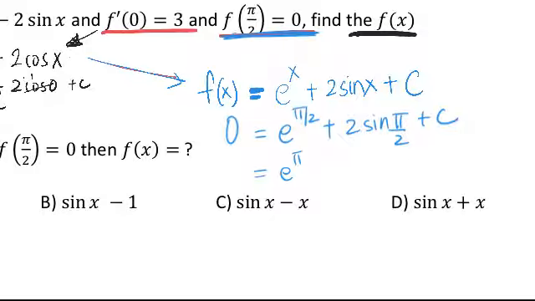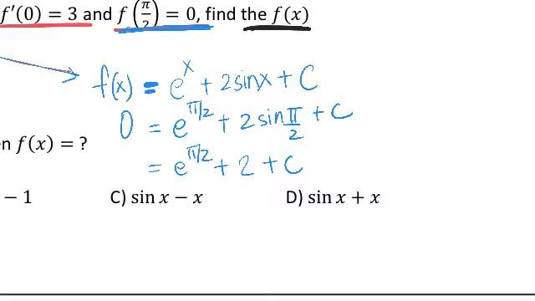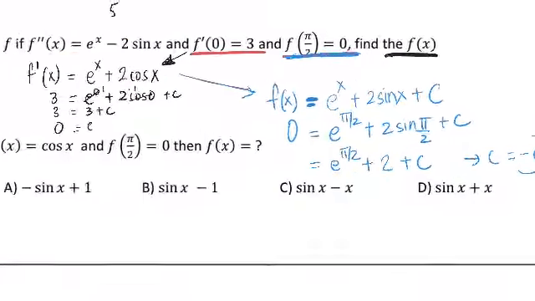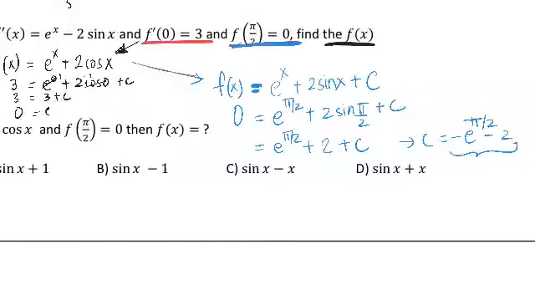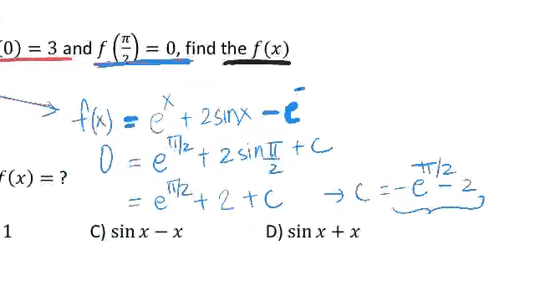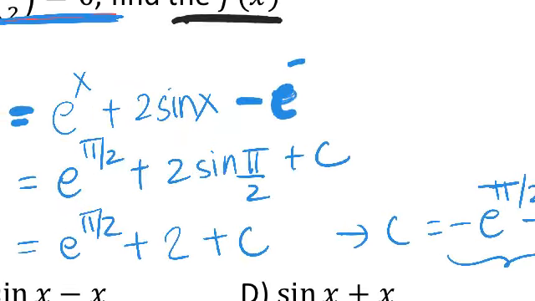Sine of pi over 2 is 1. So that must mean that c is equal to negative e to the pi over 2 minus 2, right? That's just a number. So without a calculator, we cannot get a decimal for that. So we're just going to leave it like that, negative e to the pi over 2 minus 2. And that's going to be this number here. So I'll come back to my f and replace the c with negative e to the pi over 2 minus 2.